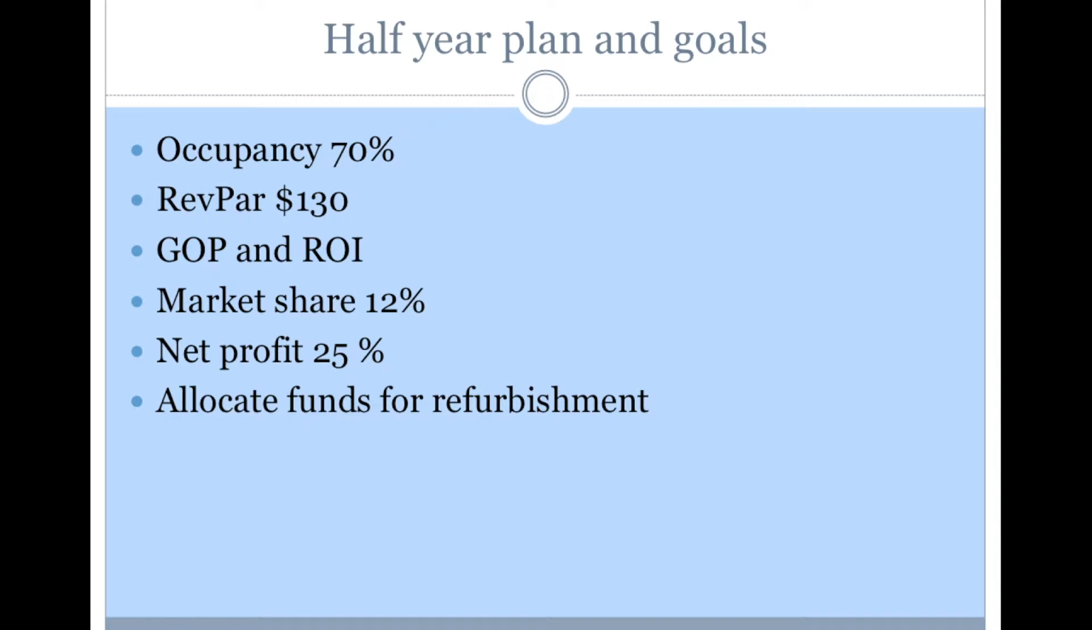This is our 6-month goal based on historical data and the market segment: occupancy of 70%, RevPAR of $130, GOP and ROI, market share of 12%, net profit of 25%, and being able to allocate funds for refurbishment.